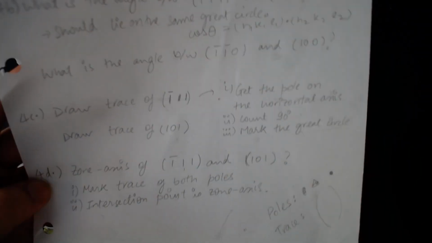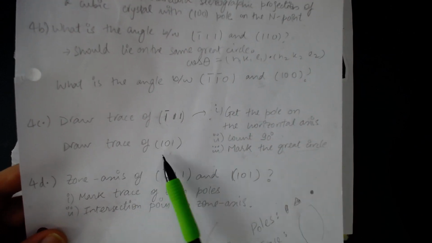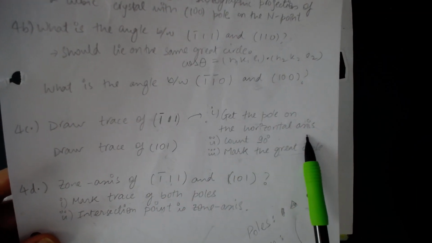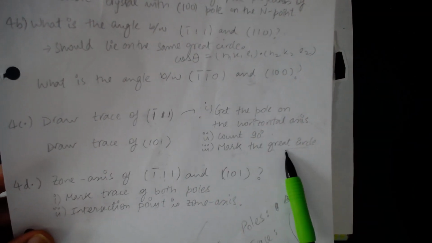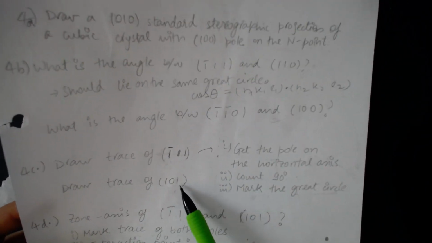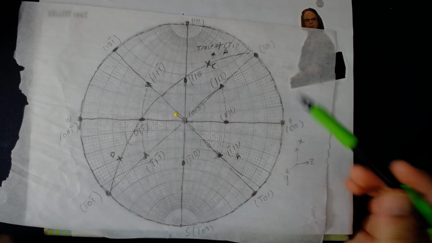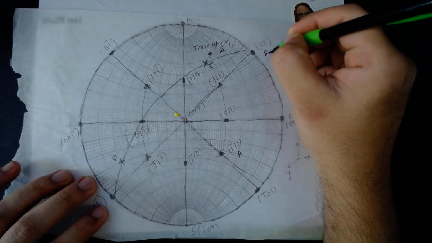Let's try 101. Maybe you can take a pause on the video and try this yourself. The steps will be: if you have to draw the trace of 101, get that pole on the horizontal axis of the Wulff net which is behind, count 90 degrees, and mark the great circle. That great circle is the trace. So we have to do it for 101. First identify where 101 is. I can see the 101 right over here. Let's call it the pole B.